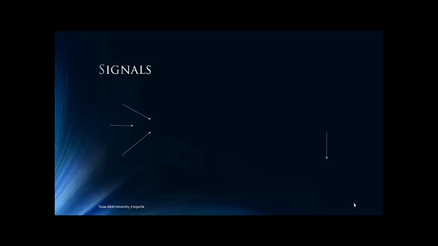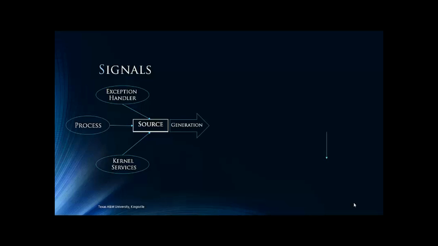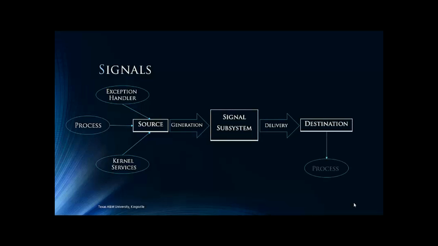Let's have a look at how the internal things go in the signal. Just now we discussed that the source of generating a signal can be an exception handler, a process, or kernel services. These are the sources where a signal gets generated, and these signals are sent to the signal subsystem, which delivers them to the destination process. This is how the generation and delivery of signals happens.